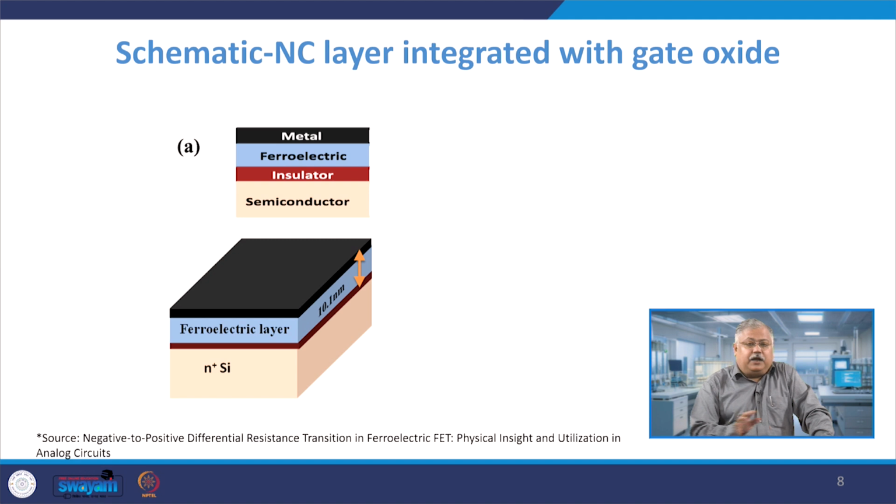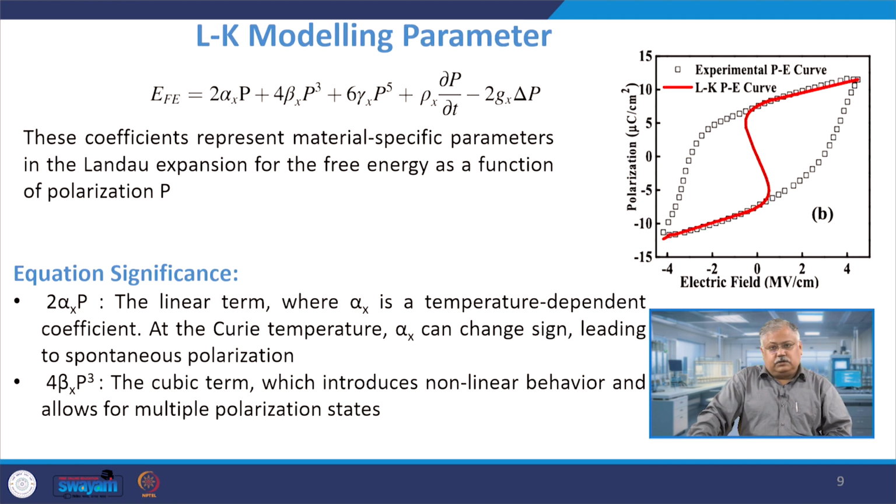Now this is a schematic of an NC layer integrated with gate oxide. We have already discussed this part, so I will quickly go through it. I have this ferroelectric layer, the insulator layer, and the semiconductor, followed by a metal at the top gate. So this is the MFIS structure: metal, ferroelectric, insulator and semiconductor layer, right. This is what you see here.